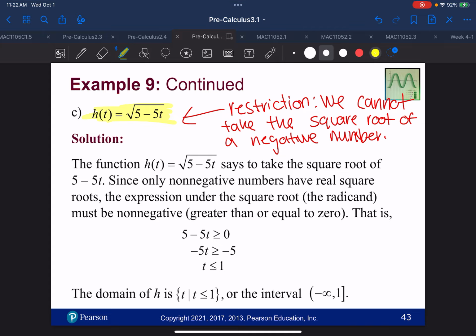And therefore, this expression, 5 minus 5t underneath the square root, has to be greater than or equal to 0. Has to be, or it'll be undefined. I can't take the square root of a negative. So I need to take the entirety of the expression under the square root and set it greater than or equal to 0 and solve for t to figure out what my domain will be. So I subtract 5 and then divide by negative 5. And when I divide by negative 5 here, it's going to flip my sign.